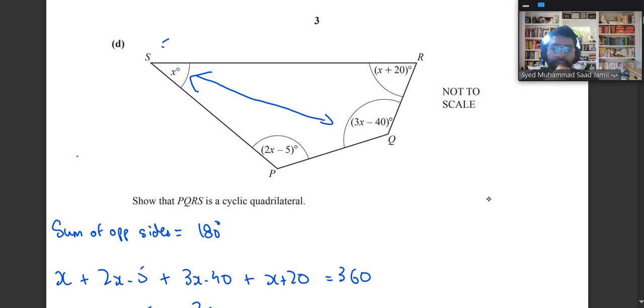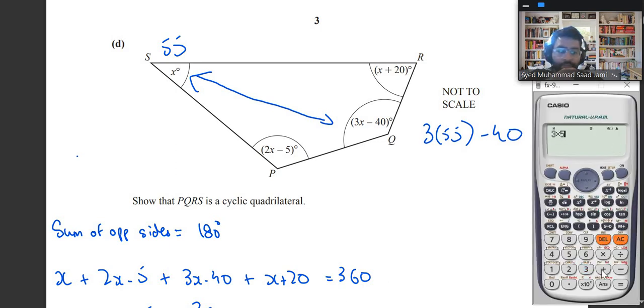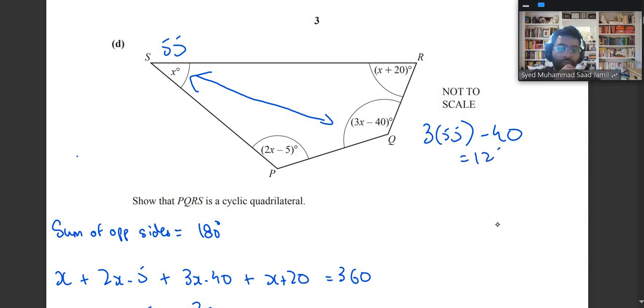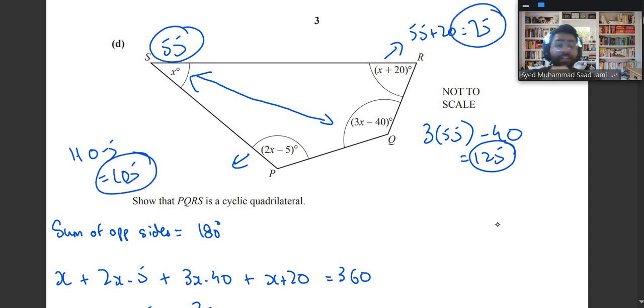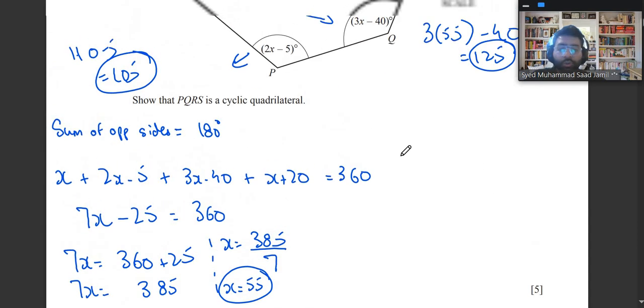So this is already 55, and 3 multiplied by 55 minus 40. So 3 multiplied by 55 subtracted with 40, it's 125. So 125 plus 55, it's 360 degrees. Oh, sorry, 180 degrees. Over here same thing: 55 plus 20, that's 75. And this side, 2 multiplied by 55 is 110. 110 minus 5 is 105. So 105 plus 75 is also 180 degrees. So we have shown this.